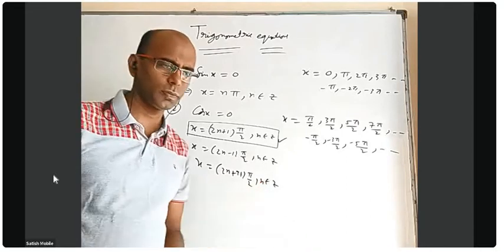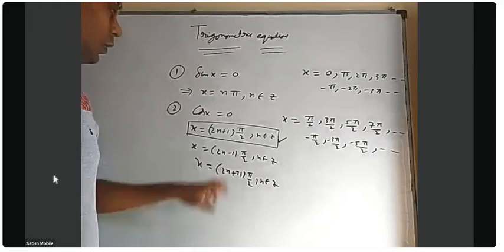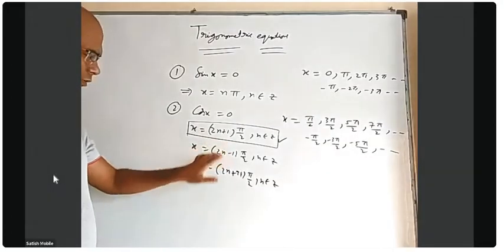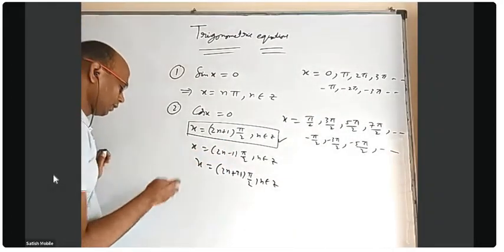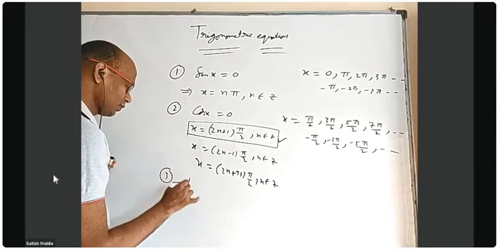0, 2n plus 1 into 5. Fine, correct. Okay, so this is what is accepted in IP, even though others are right. Okay, coming to tan x equal to 0.